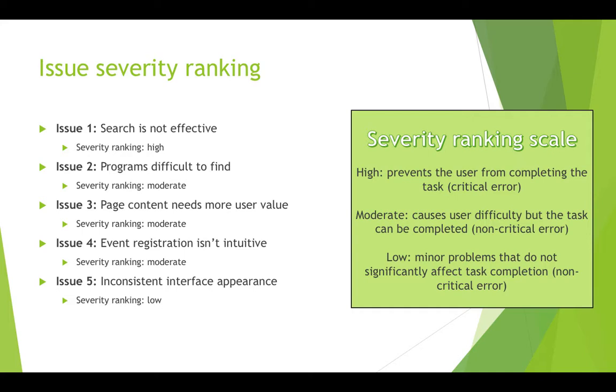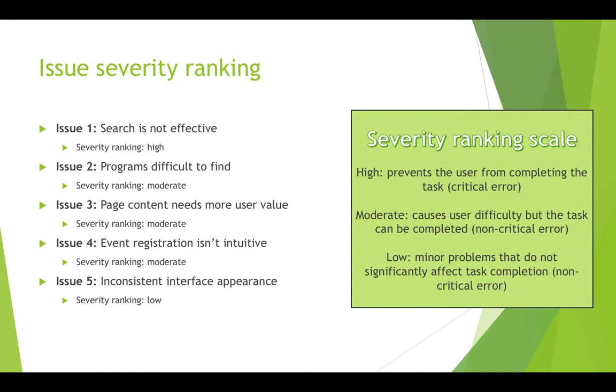Issue 1, search is not effective. This was a high severity ranking because the users could not complete the task. Issue 2, programs were difficult to find. The severity ranking is moderate, as although it was difficult for the testers to find the information, they were able to successfully complete the task after some time.